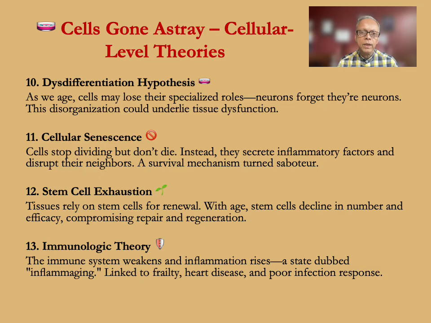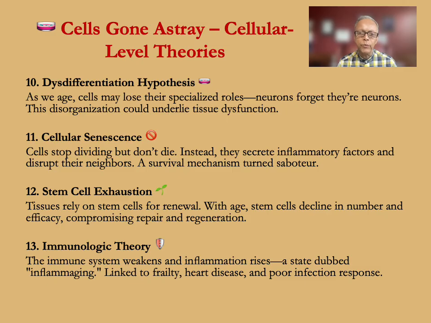The 11th theory is the cellular senescence theory. Cells stop dividing but don't die. Instead, they secrete inflammatory factors and disrupt their neighbors. A survival mechanism turned saboteur. The next theory is the stem cell exhaustion theory. Tissues rely on stem cells for renewal. With age, stem cells decline in number and efficacy, compromising repair and regeneration.